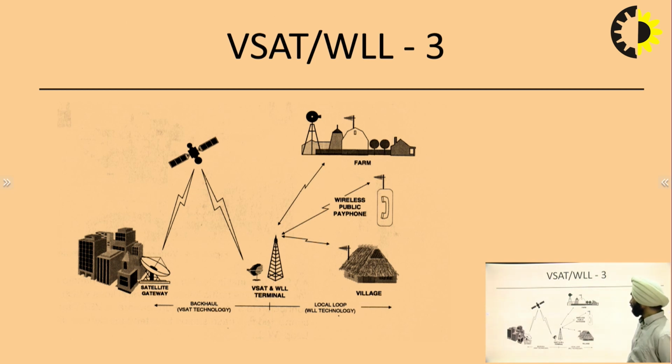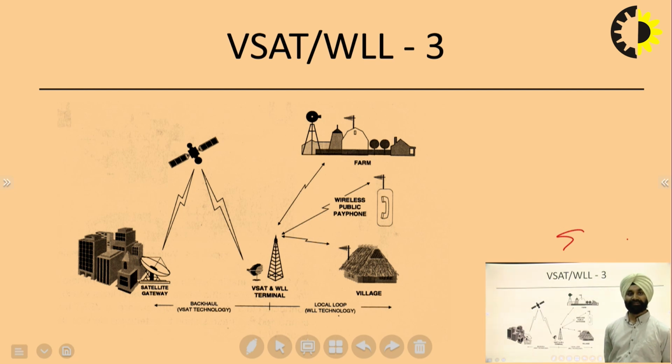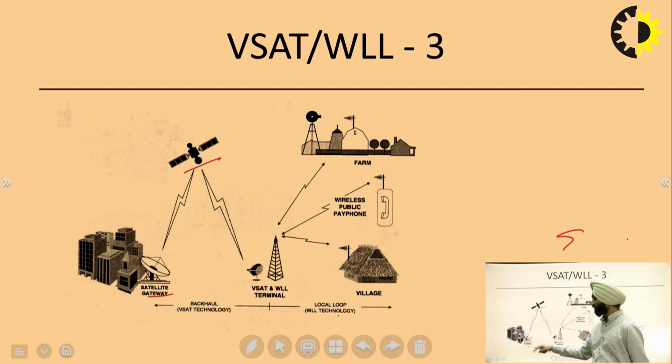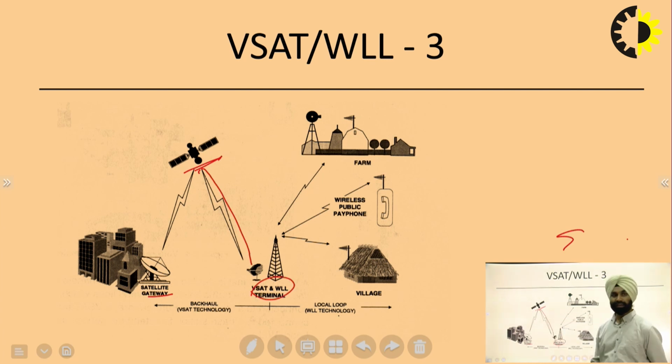For example, this is an example of the use of WLL for VSAT communication. Here is a satellite which is receiving a signal from an earth station. This earth station is transmitting the signal to the satellite, and the satellite is giving this information to the VSAT and the WLL terminals. This is a tower which is carrying the VSAT.